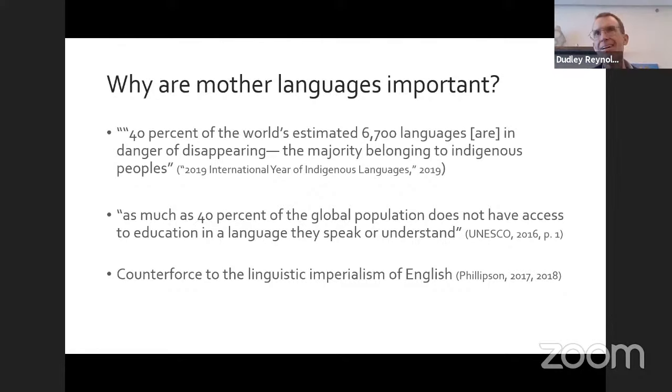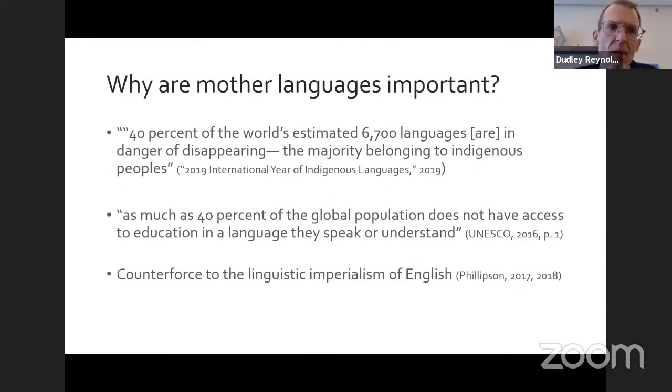Now, not only does that pose a threat to those languages, that also means that as many as 40% of the global population does not have access to education in a language that they speak or understand well. They are excluded from our educational system because their languages, their mother tongues, are not included. They're not used in schooling. And it's that realization that has given such importance to work like Zubair is doing and other groups around the world.